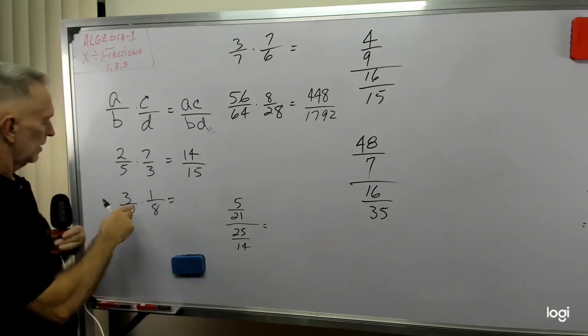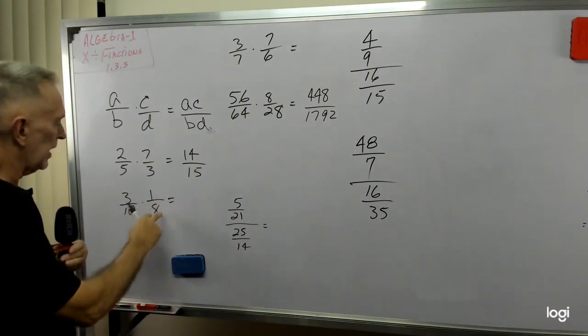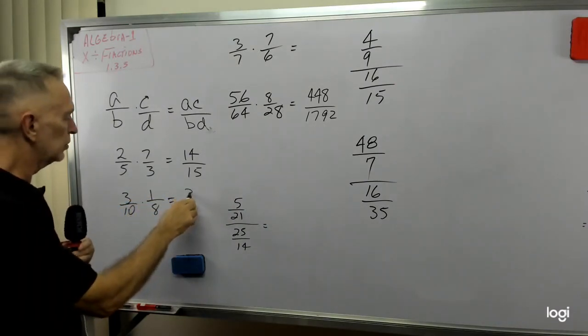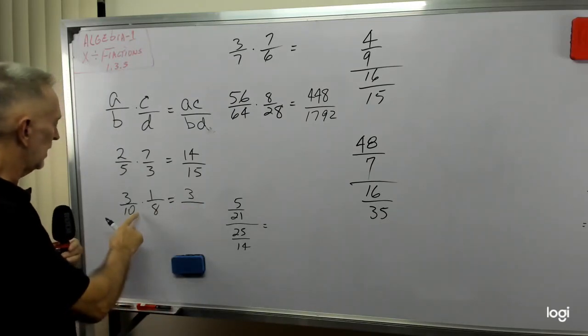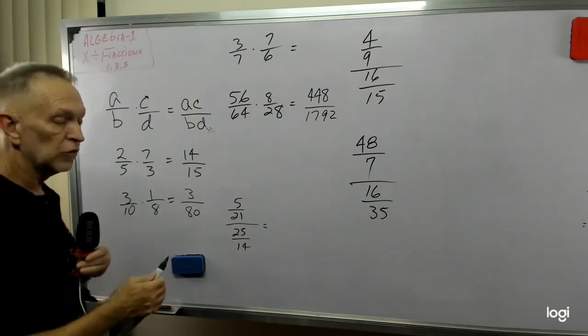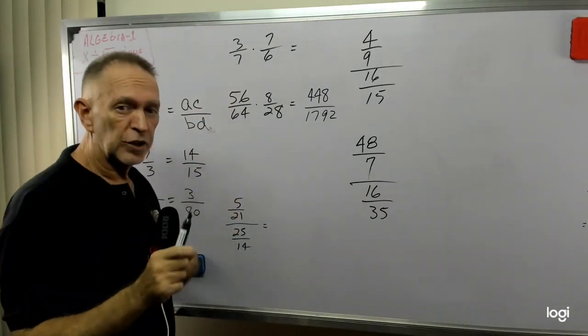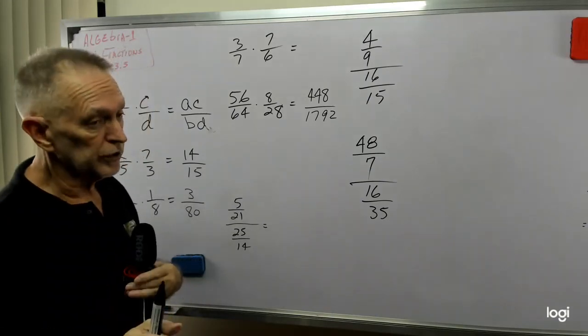Okay, what about this guy? 3 over 10 times 1 over 8. 3 times 1 is 3, divided by 10 times 8, which is 80. Doesn't seem too complicated. But if there's an opportunity to reduce, we should.